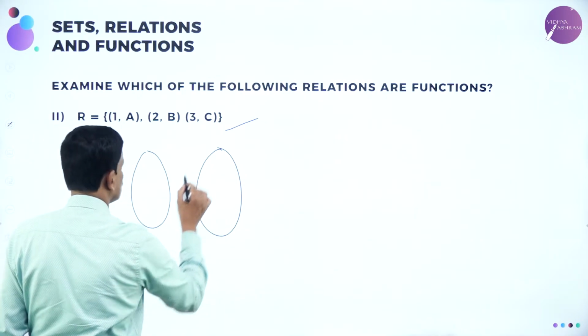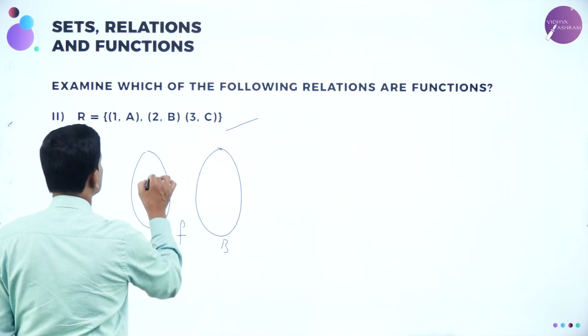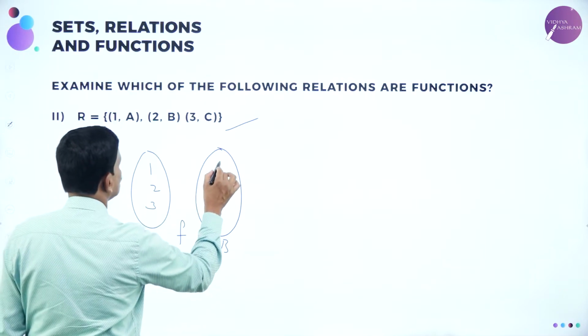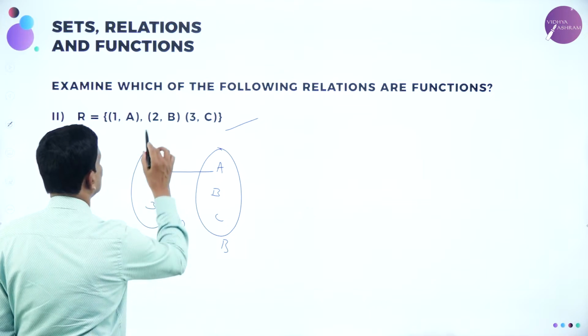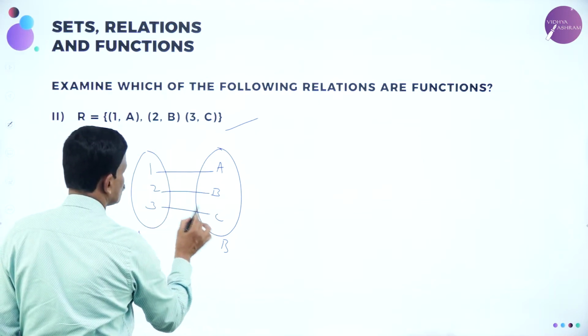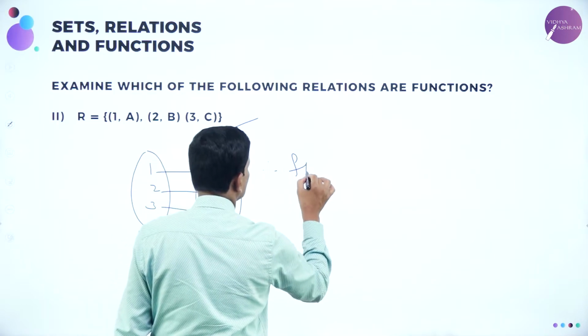Let us represent this in a diagram. This is A and B. A contains 1, 2, 3. B contains A, B and C. What is the mapping? 1 to A, again 2 to B, 3 to C. One-to-one mapping is there. So therefore f from A to B is a function.